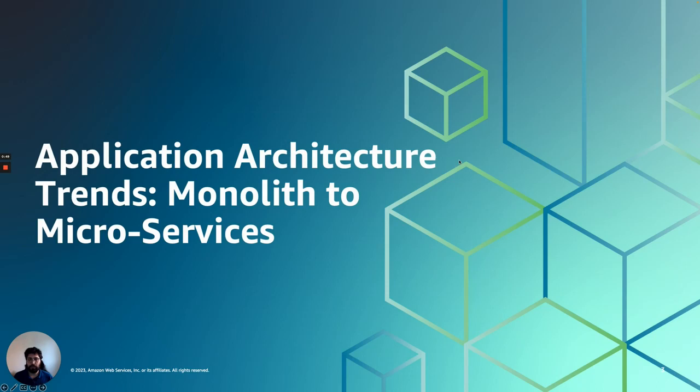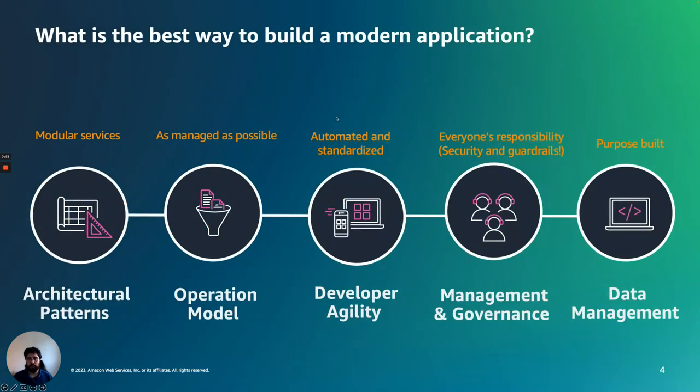Let's talk about a monolith to microservice journey. When customers modernize, they enjoy the fullest benefit of the cloud, maximizing agility while minimizing operational load. Modern applications can be characterized along five vectors: their architectural patterns, developer agility, data strategy, operational model, and management and governance.